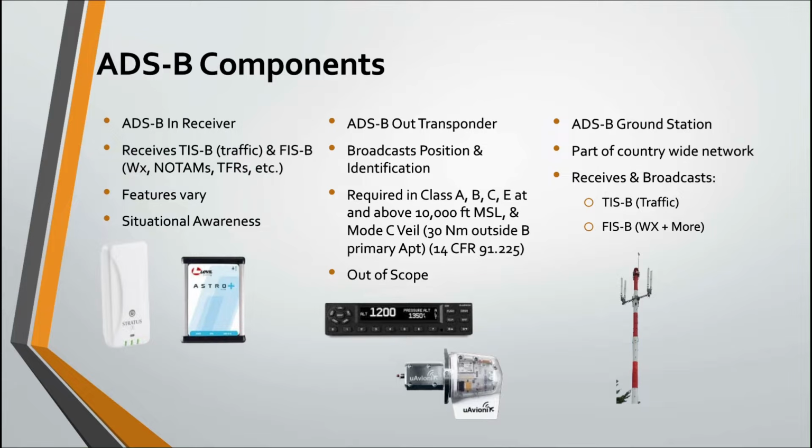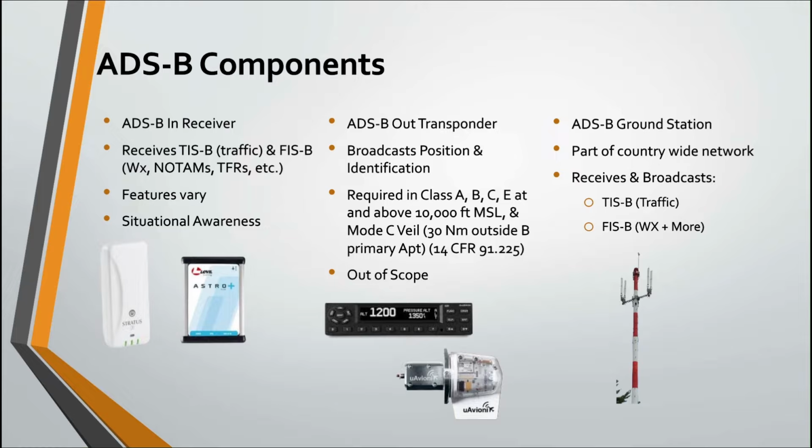There are a few basic components of the ADS-B network. First off is an ADS-B In receiver. This device receives TIS-B, or traffic, and FIS-B, or weather data. The features vary between these devices, and they aren't required by the FAA, but they provide a great level of situational awareness.